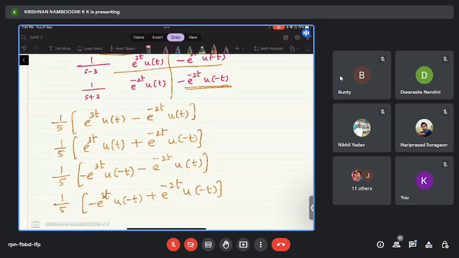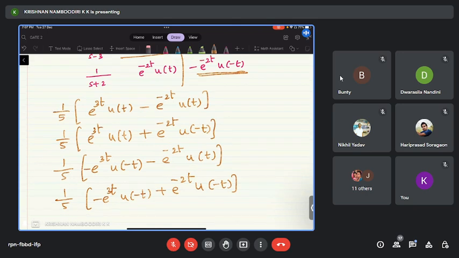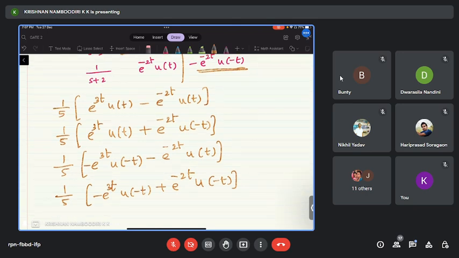Which is the correct one? We need to find that out. These are the options given in the question, so we need to find the correct one. Finding the inverse Laplace transform is not sufficient. Basically, you need to determine the ROC.